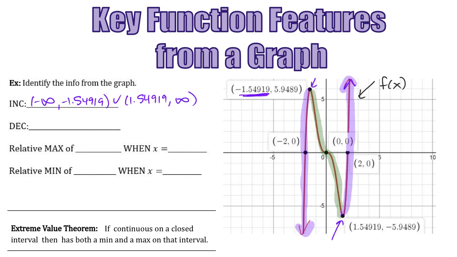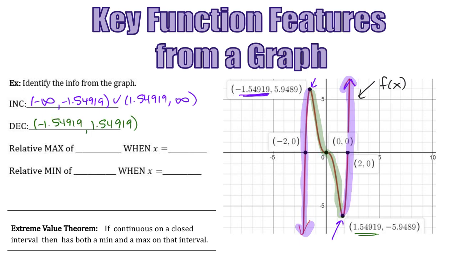So we can identify where the function is increasing because simply it has a positive slope. It's going upwards. Similarly, it's decreasing when it's going downwards. So starting at x equals negative 1.54919 and ending at x equals positive 1.54919. That is the interval on which the function is decreasing or the slope is negative and it's going downward.